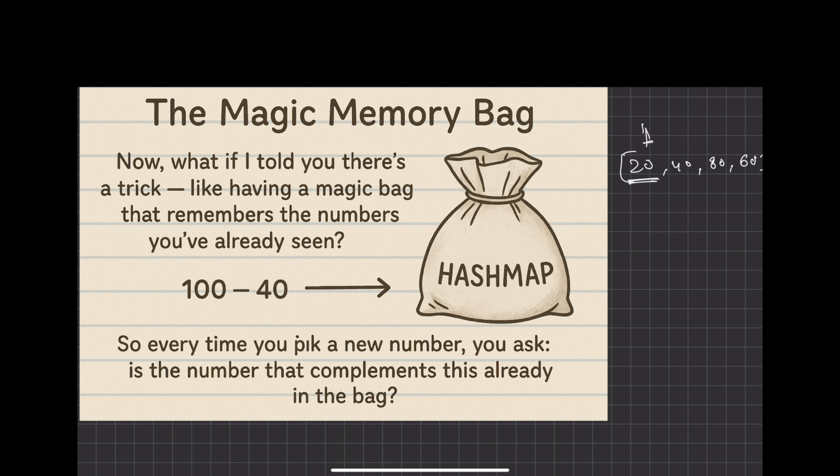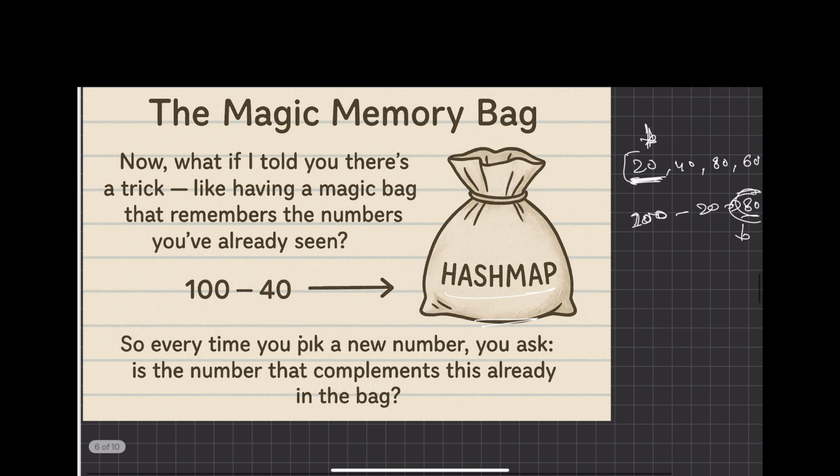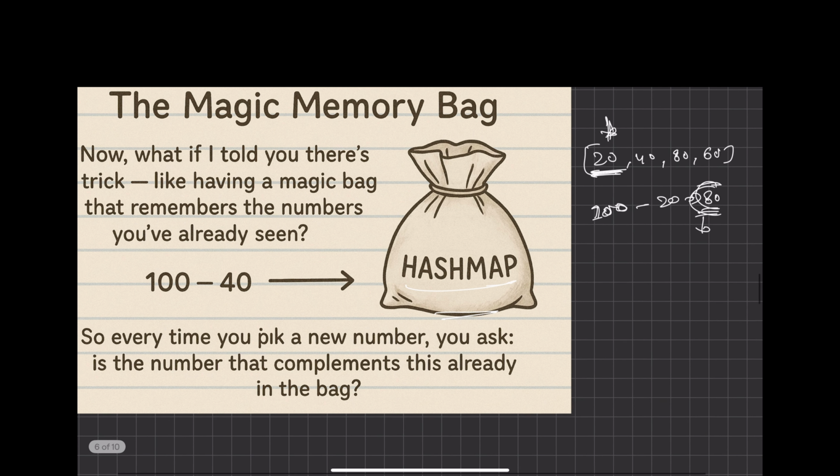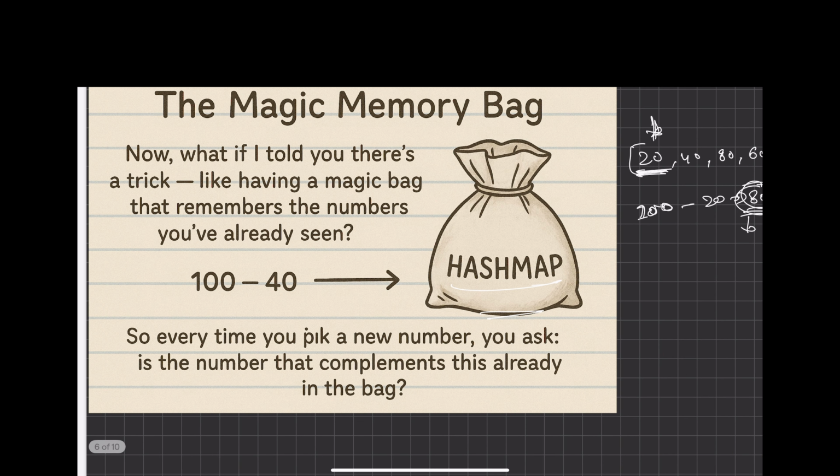So you go to 20, and what is your requirement, what is the complement number? Your target is 100 and you see 20, what is the number you are looking for? 80, correct? You see if 80 is present in your magic bag, we call this magic bag a hash map. If it is present there, then that is your answer. If not, then put this number in your magic bag, like you put 20 there.